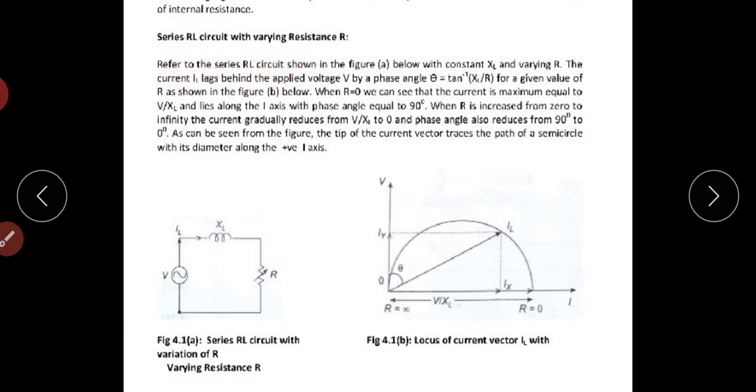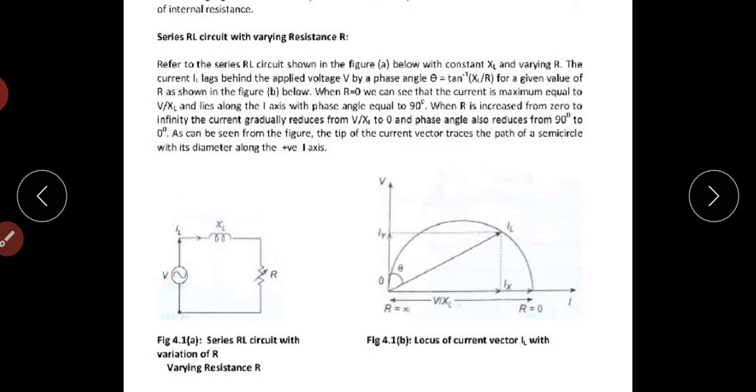Refer to the series RL circuit shown in figure A, with constant XL and varying R. Generally in a series RL circuit, the current lags the voltage by an angle theta. The theta value depends on the inductive reactance value and resistance value. Here the current I1 lags behind the applied voltage V by a phase angle theta, and theta equals tan inverse of XL by R for the given value of R, as shown in figure B below. Okay, this is one locus diagram.